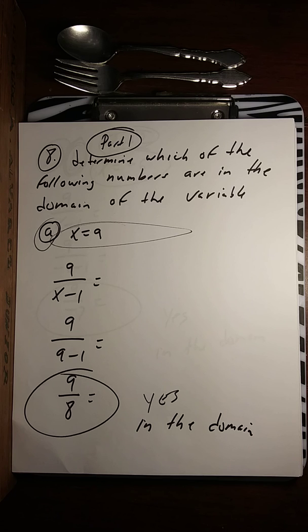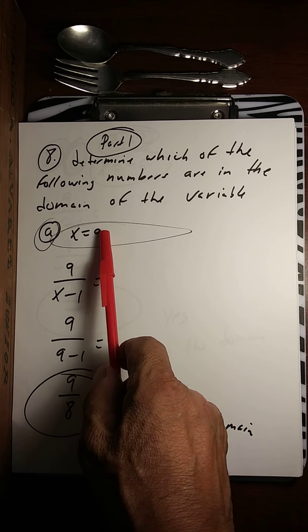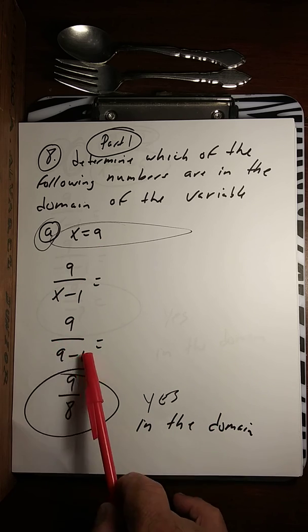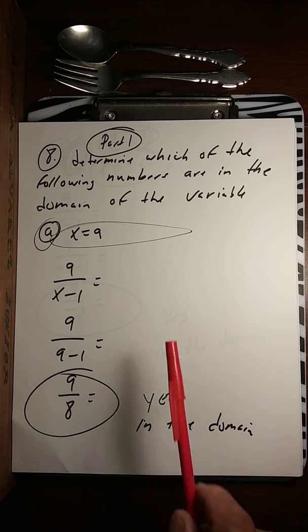Determine which of the following numbers are in the domain of the variable. So is x equal 9? Put it in there. 9 over 9 minus 1. So 9 over 8. Yes, that's in the domain. That works.